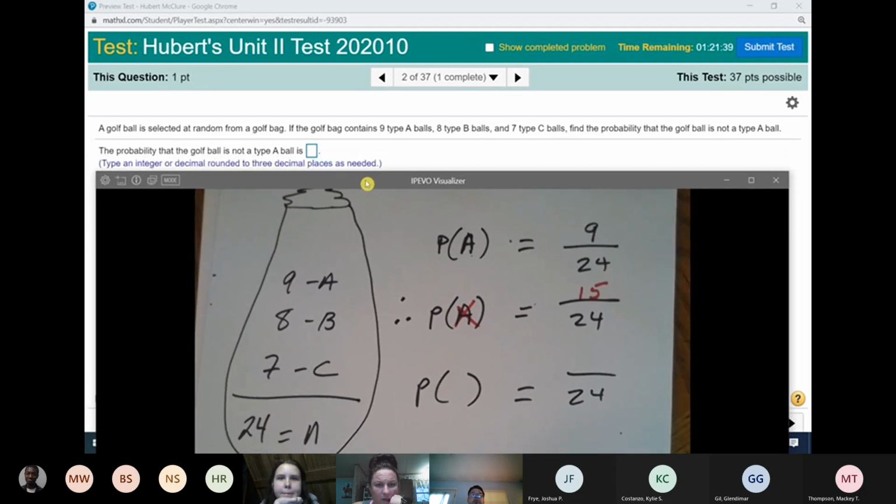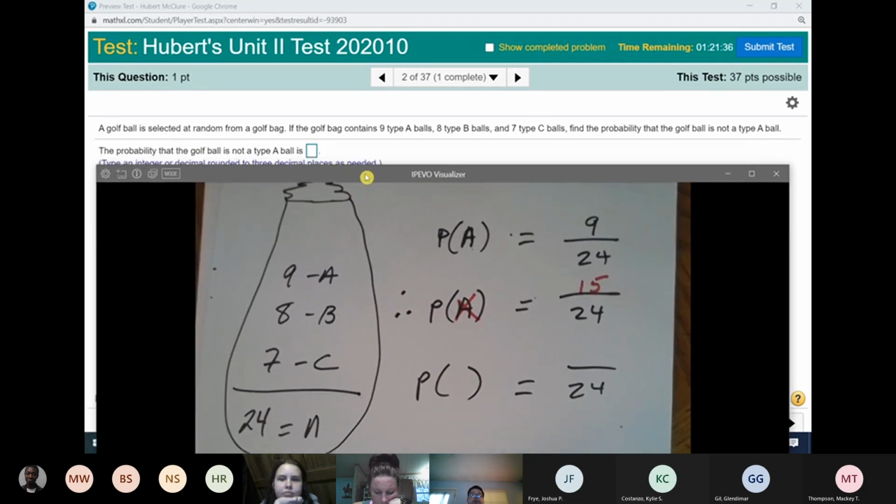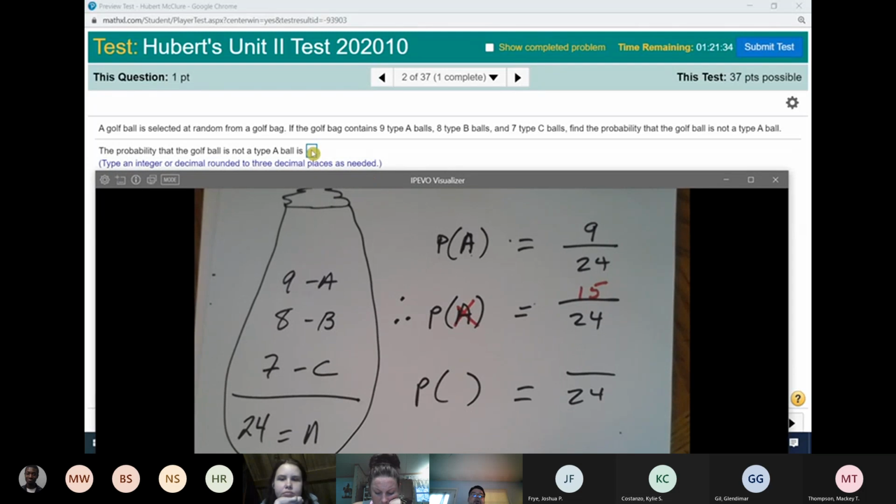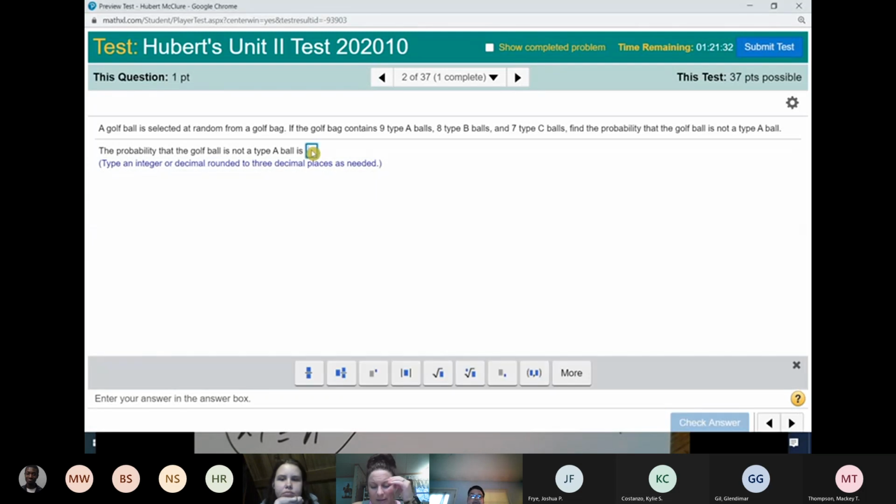Now, I need y'all to give me 3 decimal points. What is 15 divided by 24, please? Give me 3 decimal points, please. 0.625. 0.625. Make sure you understand the complement.